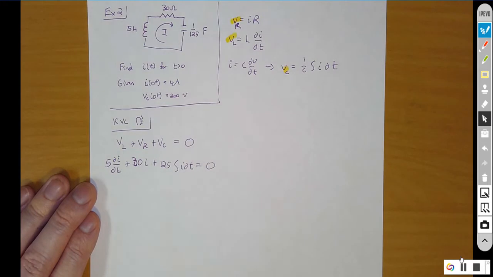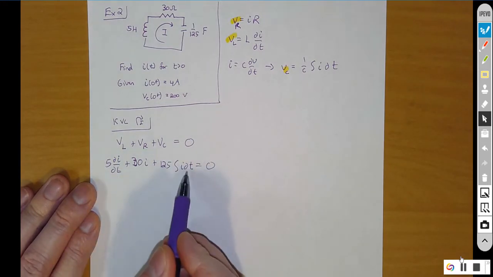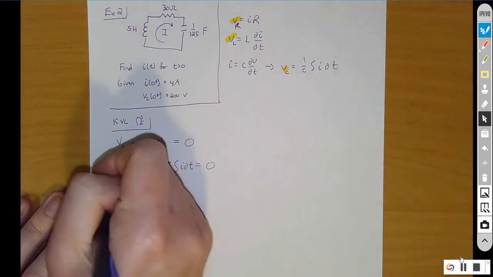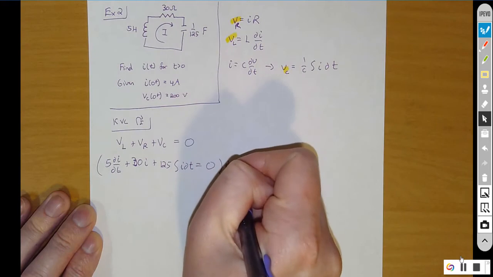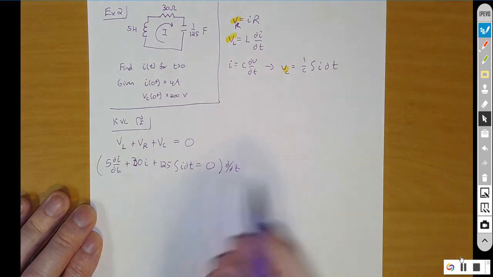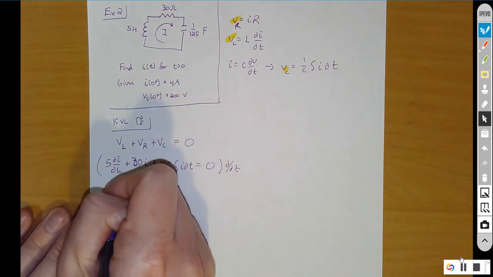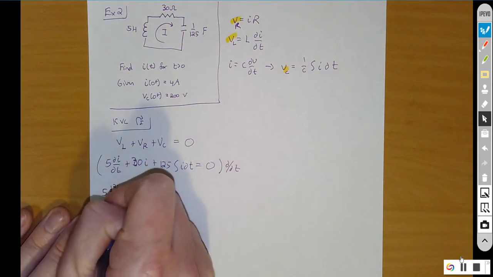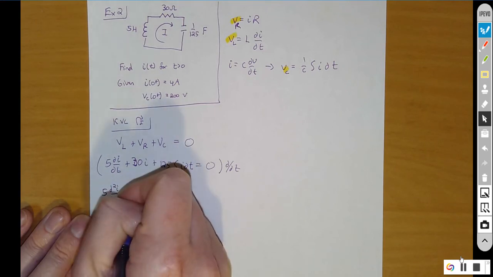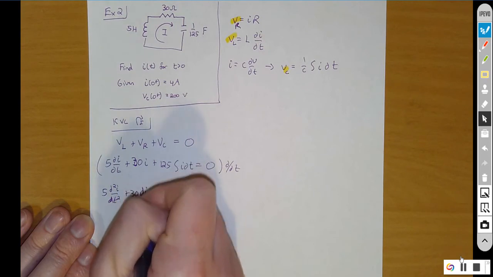Now I need to get this all in differential form, so I only have a first order here, but I have an integral, so I need to make sure all these are derivatives or higher. So you take the derivative of both sides. That means if you have a forcing function over here, you will take the derivative of it in the future, but it's 0, so it doesn't really matter here. So we will get 5 d squared i/dt squared, the second derivative of i, plus 30 di/dt.